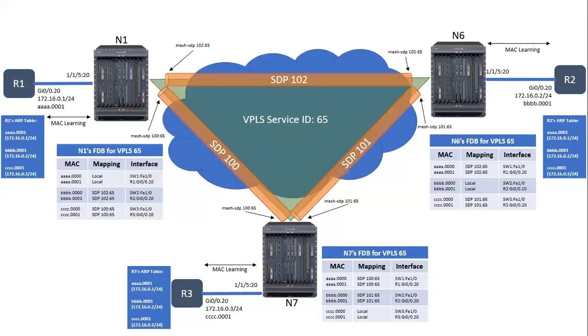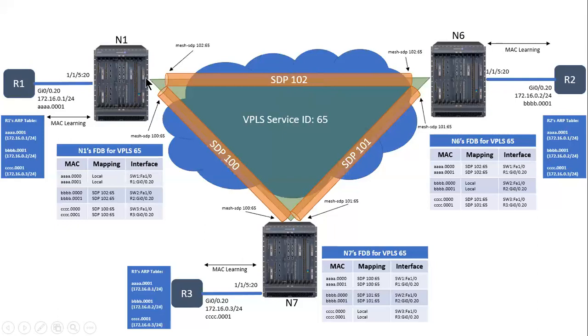And the :65, you could think of it as a VCID, but in the case of VPLS, that's always going to be the VPLS service ID. So in the case of SDP 102, that pseudo wire is SDP 102:65. In the case of SDP 100, that pseudo wire is SDP 100:65.